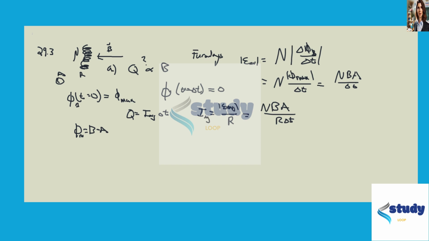Now we just plug this back into our original equation given here, and we know Q is N B A over R. The delta t's cancel out. Awesome. So let's move on to B.